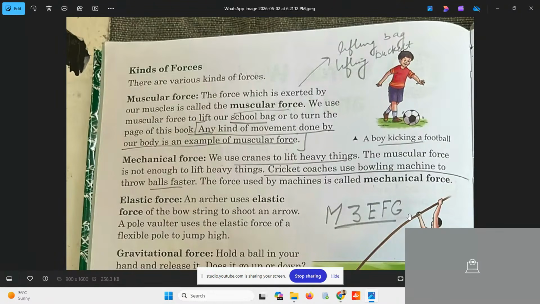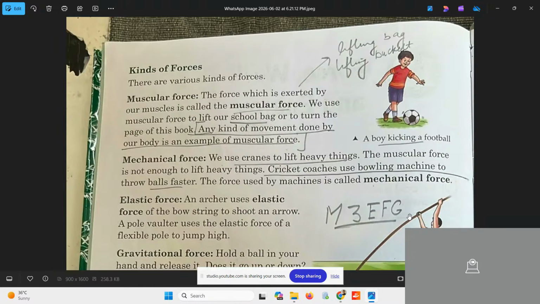What does M3 stand for? M is three times. The first M stands for muscular force. The second M stands for mechanical force. And the third one stands for magnetic force. Muscular, mechanical, and magnetic. All these three types of forces are important. You have to learn about all of them.